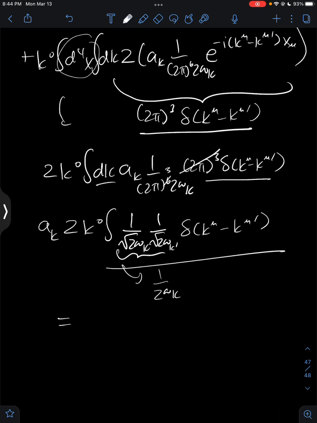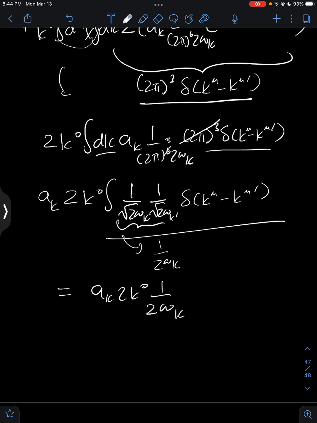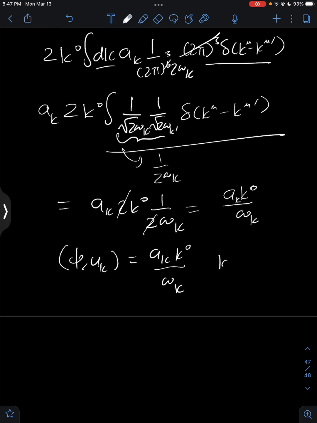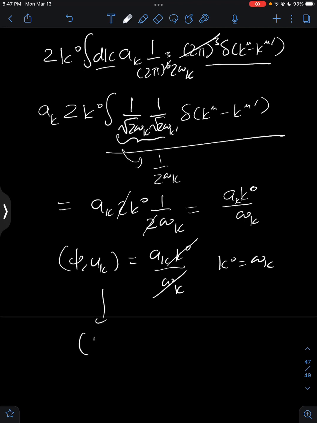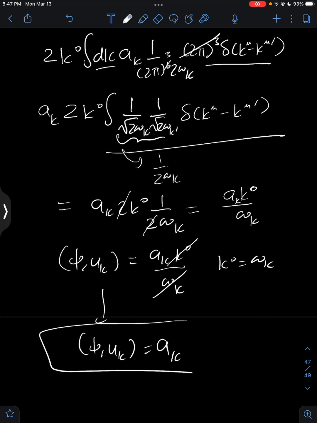Then doing the integration, that'll give us a_k 2k naught, and then 1 over 2 omega k. These 2's will cancel out, and we are left with k naught over omega k. And we know that k naught is just equal to omega k, right? So these go away, and bada bing, bada boom, we have proven this relation right over here.